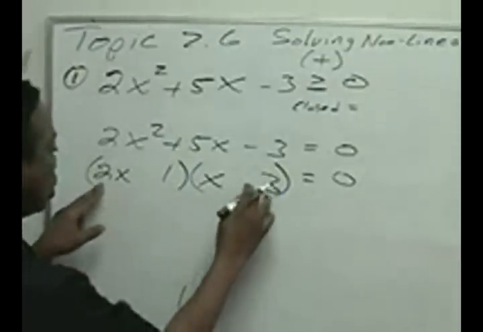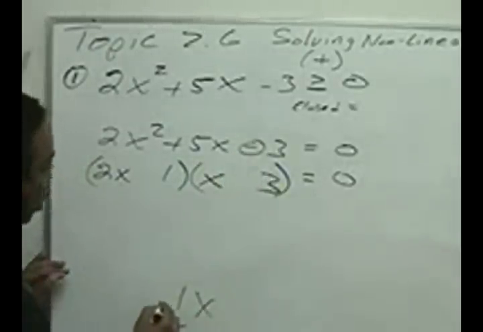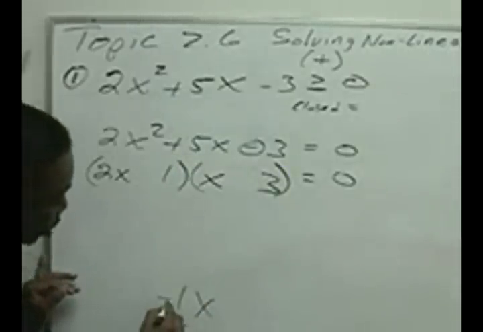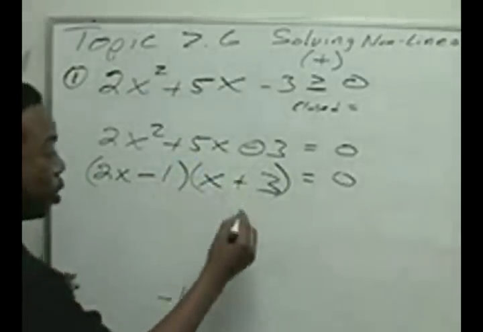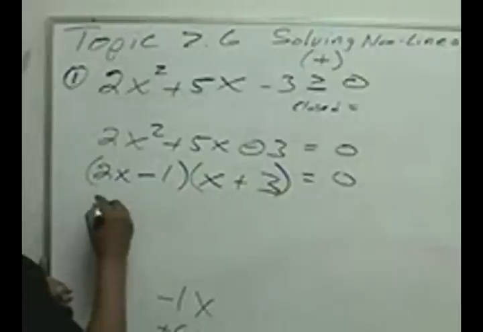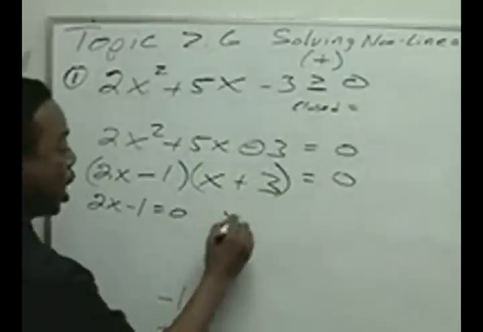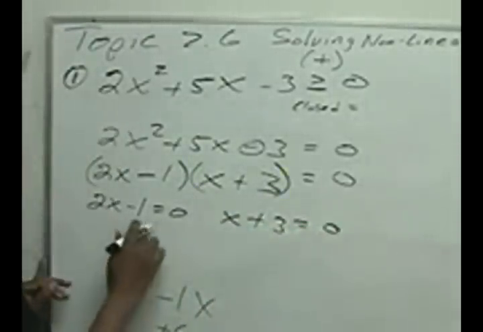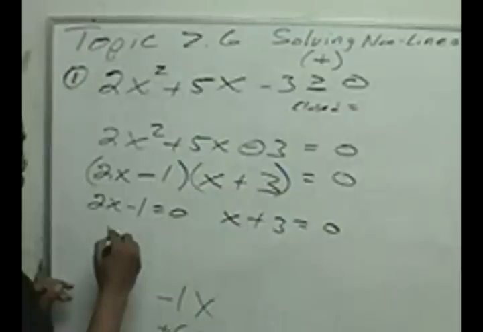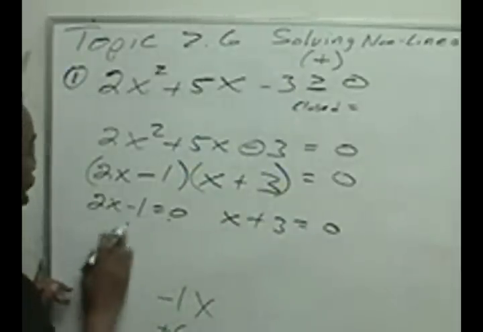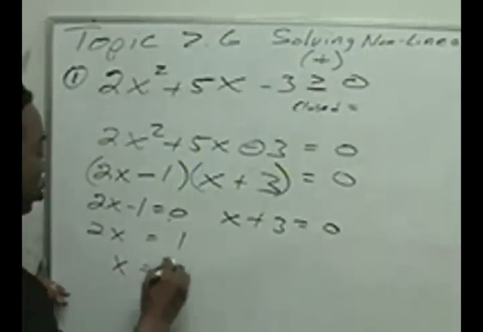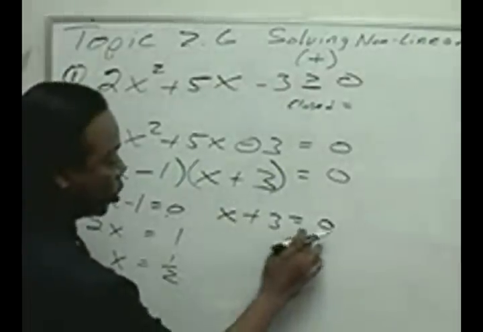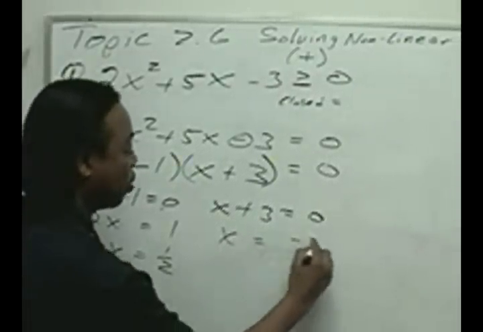1 times x is 1x. 2x times 3 is 6x. The signs have to be different, and they have to add up to 5x. So negative and positive here, negative, positive, this will give us 5x. So now when I solve these individually, I have 2x minus 1 equals 0 and x plus 3 equals 0. 2x minus 1 equals 0 implies 2x equals 1, and 2x equals 1 implies x is 1/2. Here, x plus 3 equals 0 implies that x is negative 3.